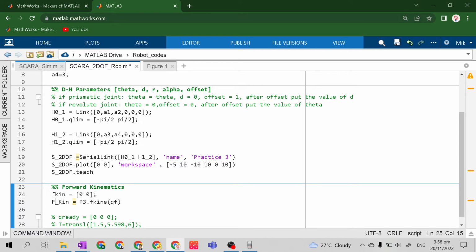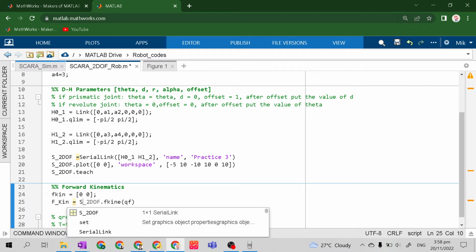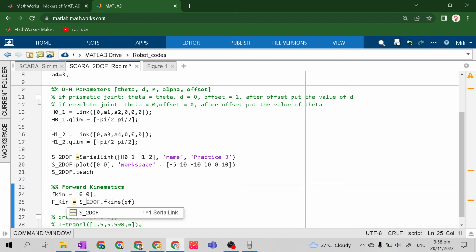Let's put this one, then underscore. Then the syntax is the name of our mechanical manipulator. I've given it the name s underscore 2dof. Then the command dot fkine, open parenthesis, and inside of it is the fkin variable.